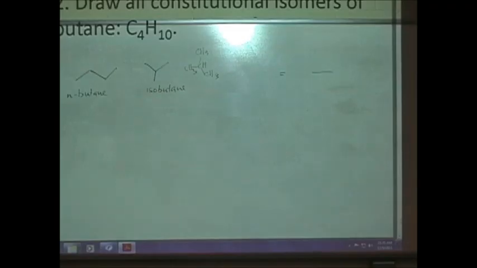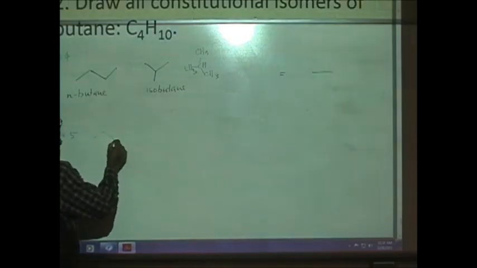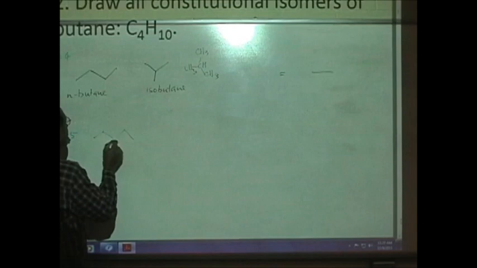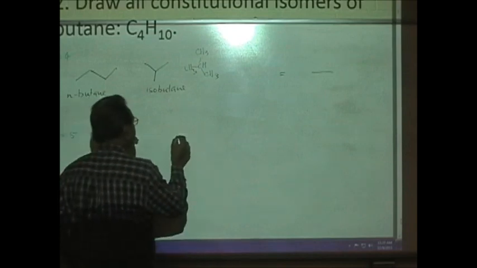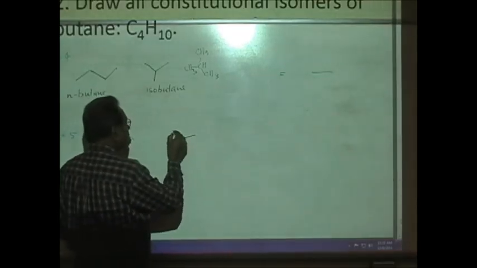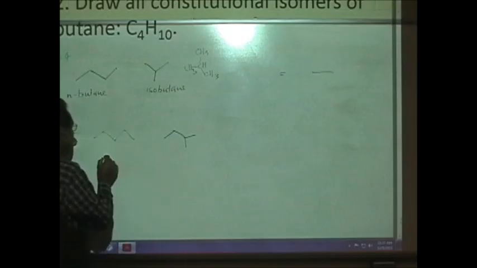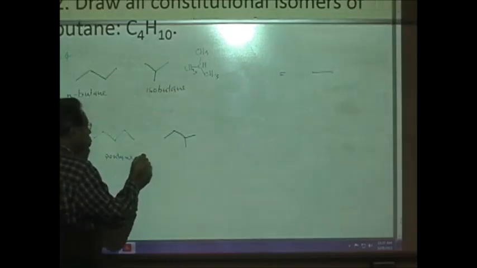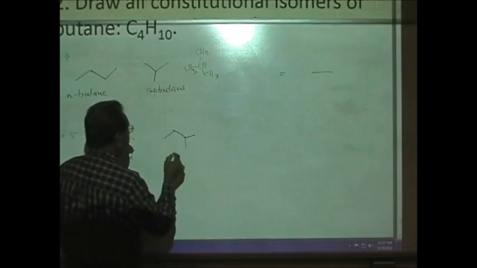Now the carbon number is 4 here. Let's do one more. This is not required, but it's kind of a challenge for yourself, okay? C5. Okay, first one is this, 1, 2, 3, 4, 5. The second one is that one, which is good. Okay, this is called pentane. These are constitutional isomers, isopentane.